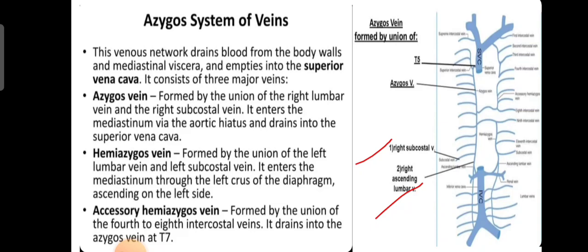Corresponding to it, on the left side we have the hemiazygos vein, which is formed by the union of the left lumbar and left subcostal veins. It passes through the left crus of the diaphragm. Then in the upper part we have the accessory hemiazygos vein, which is formed by the union of the 4th to 8th intercostal veins, which drains into the azygos vein at the level of the T7 vertebra.